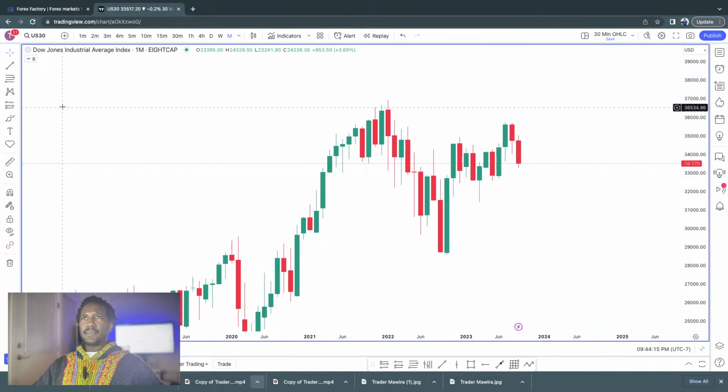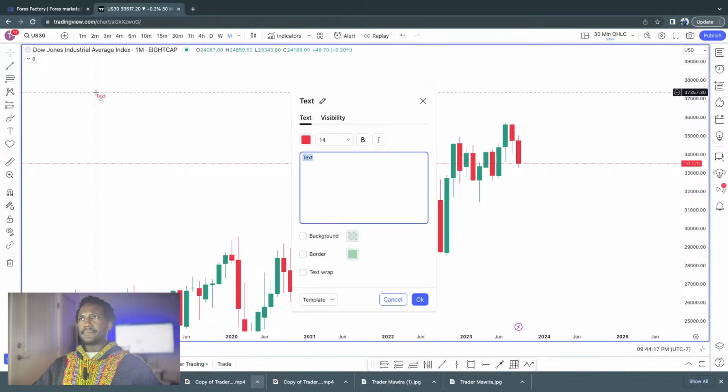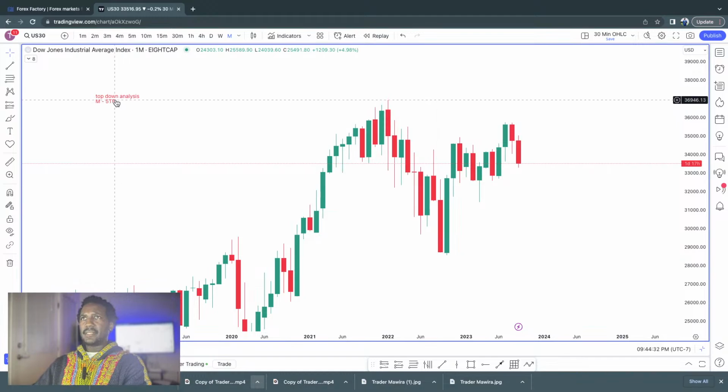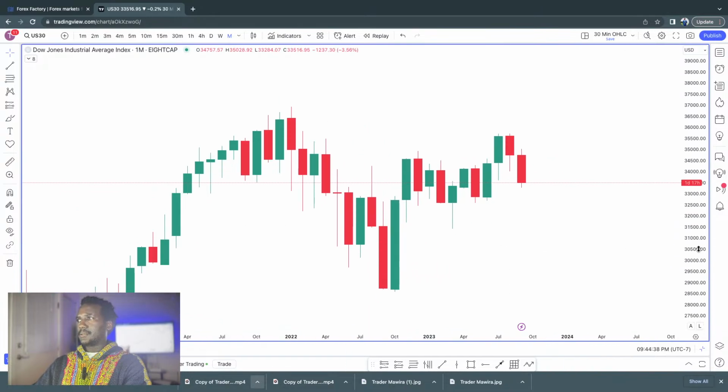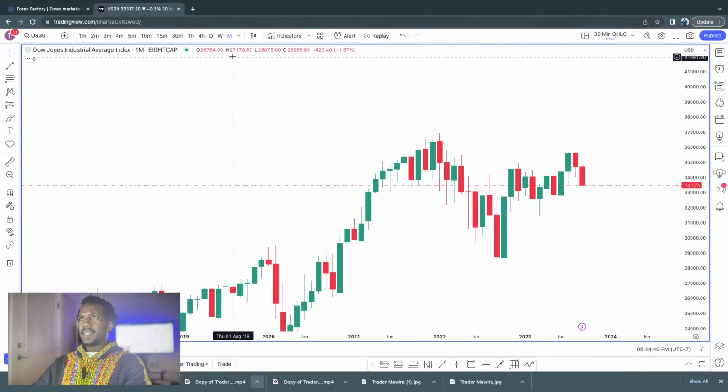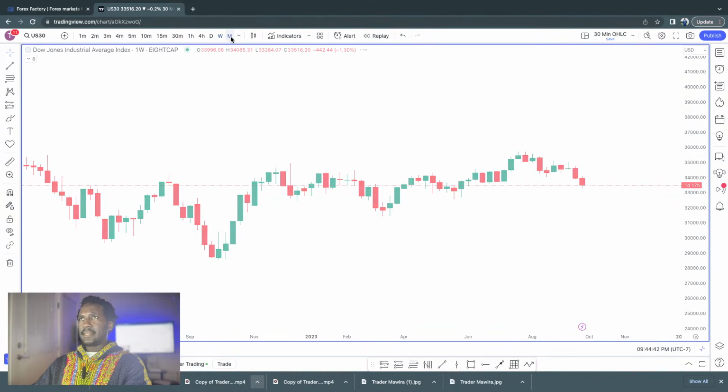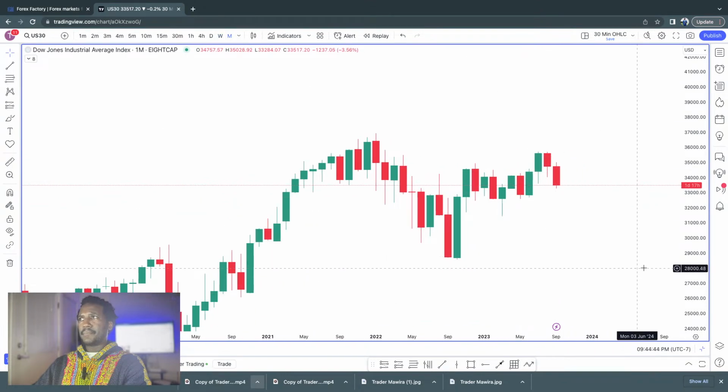We're simply gonna be doing a top-down analysis of this instrument. We're gonna start from the monthly time frame down to the 5-minute time frame, and if we have to go to the 1 minute, that's okay. And as you can see, we have a clean chart. So we're here on the weekly and the monthly time frame.